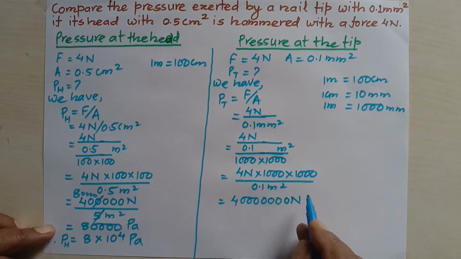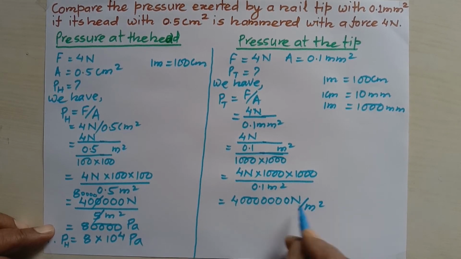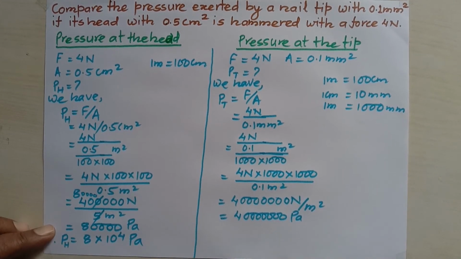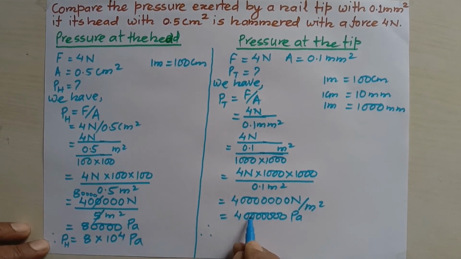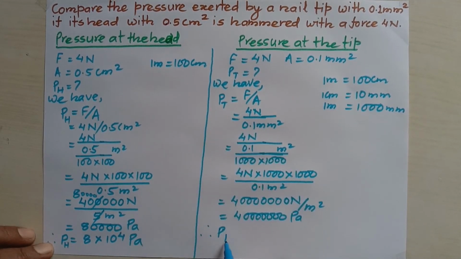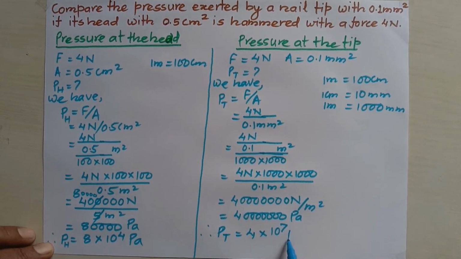This is the final number, and the unit is Newton in the numerator and meter square in the denominator. Only meter square is left in the denominator. It means 4 having how many zeros? 7 zeros. 4 having 7 zeros means 4 crore Newton per meter square, 4 crore Pascal. Therefore, if a big number comes in a numerical problem, then we have to express it in terms of power of 10. So the pressure at the tip is equal to 4 multiplied by 7 zeros, that's why 10 to the power 7 Pascal.